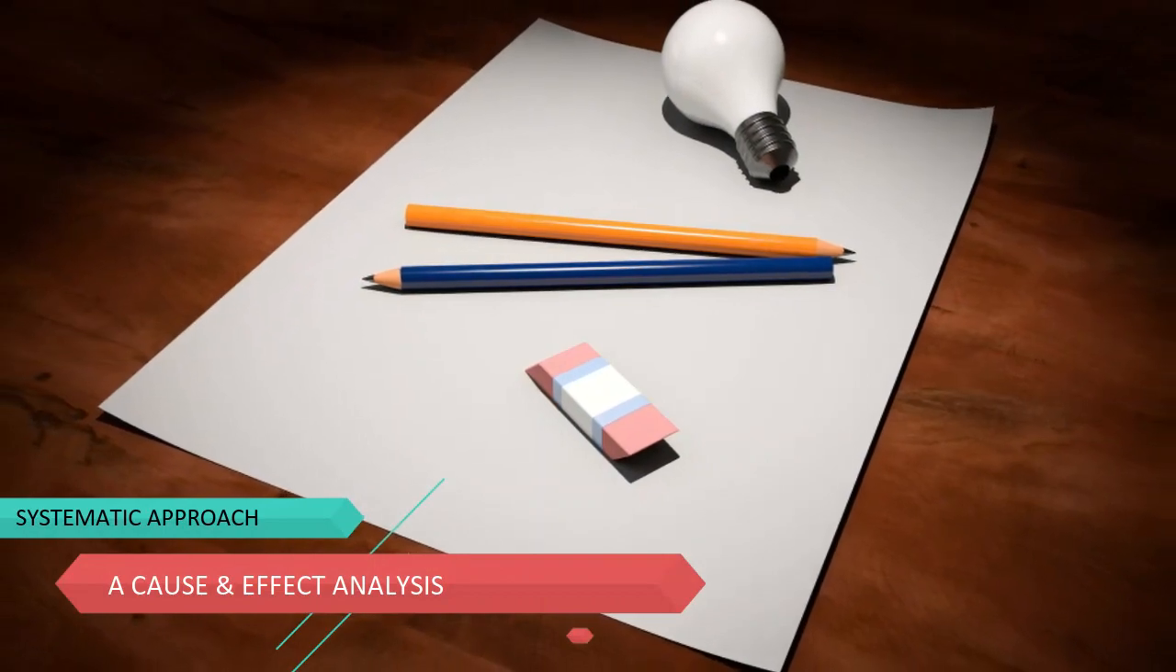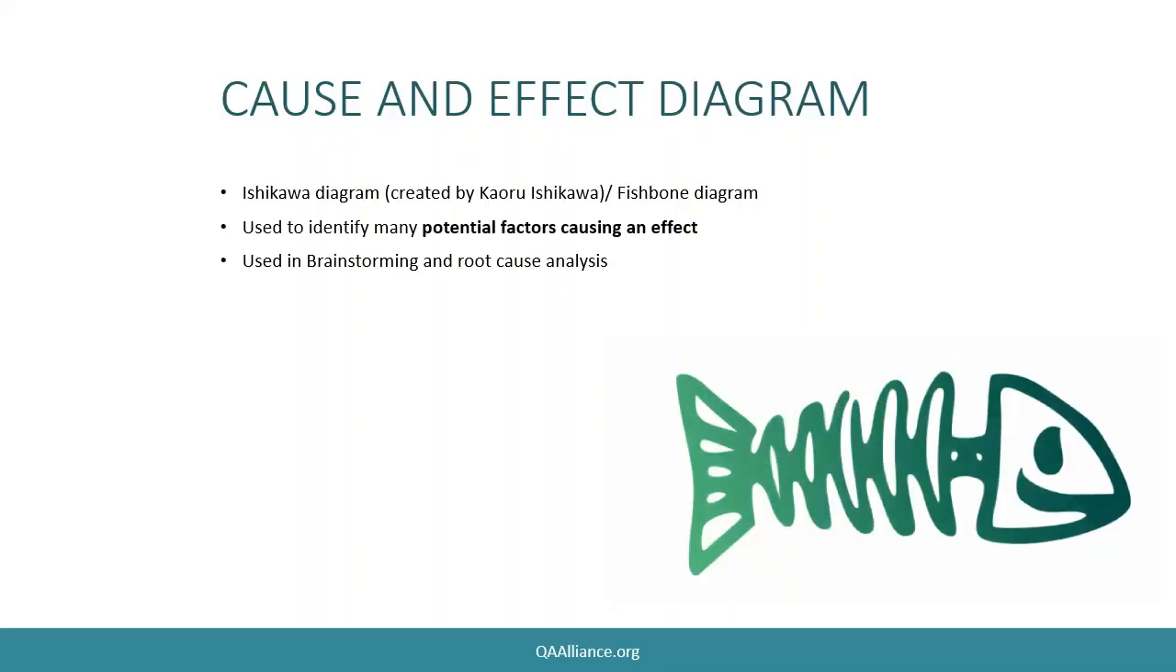Cause and effect, or the Ishikawa diagram, was created by Kaoru Ishikawa, and it is also known as the fishbone diagram as it resembles a fish skeleton. It is used to identify potential factors causing an effect. It is an effective tool to find out the root causes with the help of brainstorming and 5 whys. Now let us see how we can do this exercise.